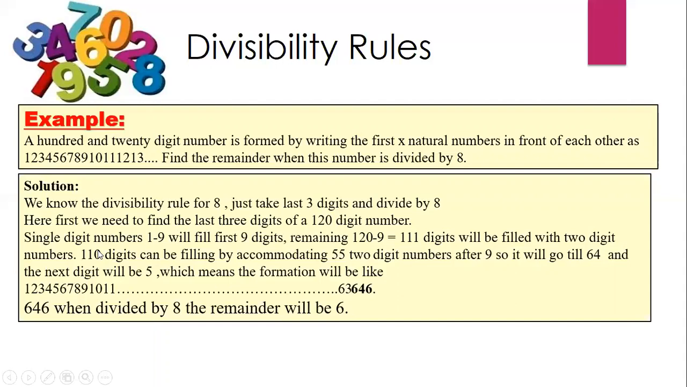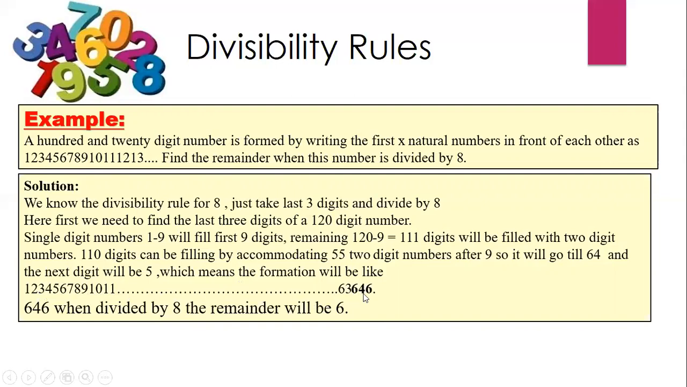So 110 when divided by 2 will get 55, which means there are 55 2-digit numbers after 9. When I am adding 55 2-digit numbers after 9, I'll get 110 digits. So 110 plus these 9 digits, it will be a 119 digit number. Now 55 numbers after 9 will end with 64. So it will look like this: 1 2 3 4 5 6 7 8 9 10 11 till 63 64. It will stop at 64.